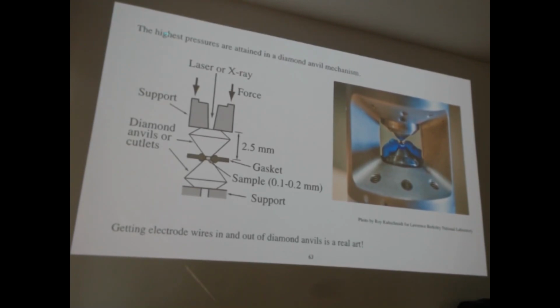You can even fire lasers in here to heat the sample up and then use X-rays to work out what the sample's doing because diamonds are transparent to light. Of course, if you make a mistake, you break the gem quality diamond.